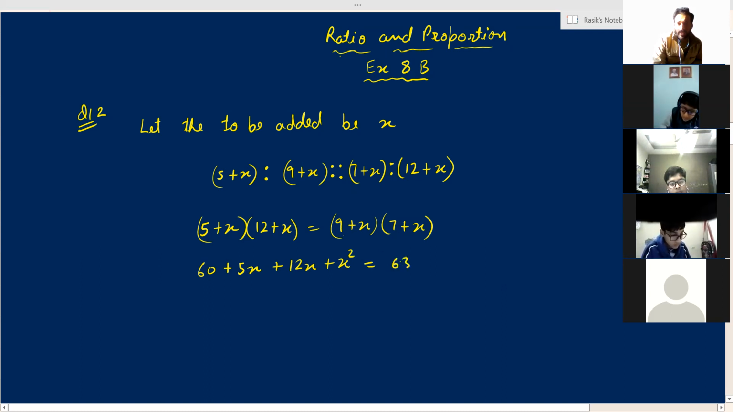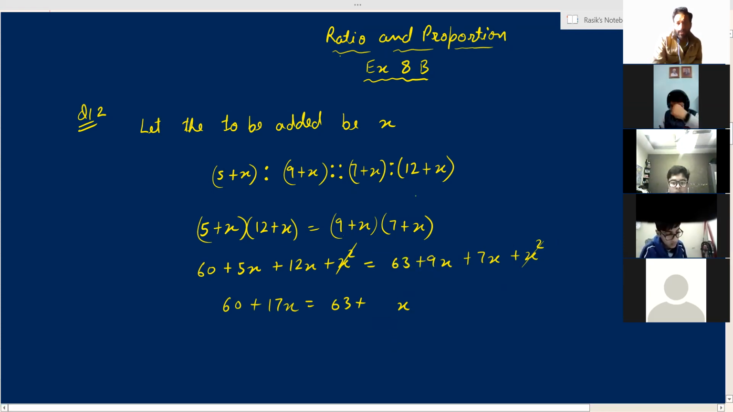The same is to be done on the RHS also. 9 into 7, 63. 9 into x, 9x plus 7x. x into x, x square. Now you simplify. x square will be cancelled from both sides. 60 plus 17x equals 63 plus 16x.